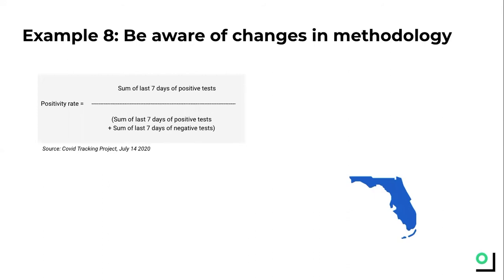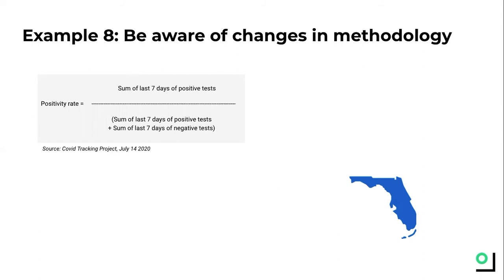When the antigen test was first approved in early July, Florida calculated test positivity by combining results from antigen or PCR tests. Test positivity rate is calculated by dividing the number of positive tests over the past week by the sum of all tests over the past week. Antigen tests, also known as rapid tests, provide faster results, but also have a high rate of false negatives.